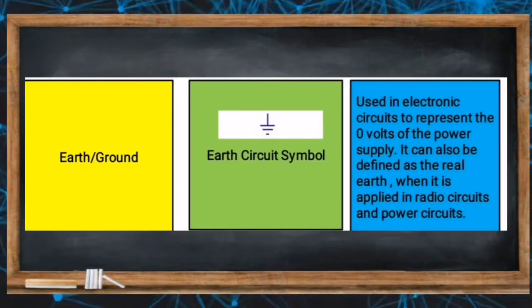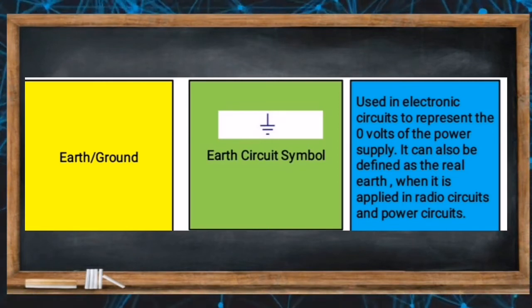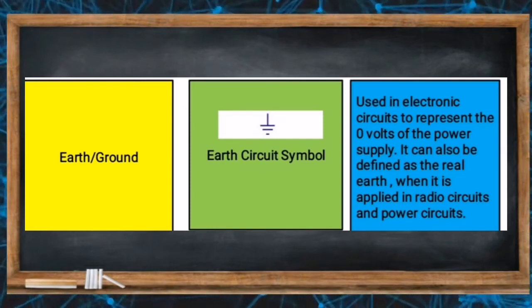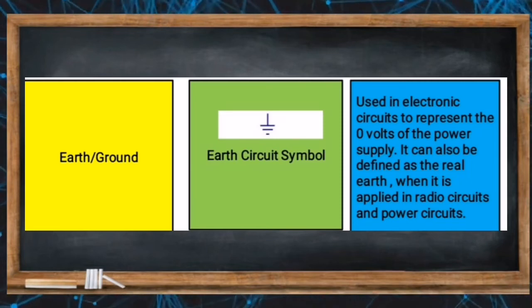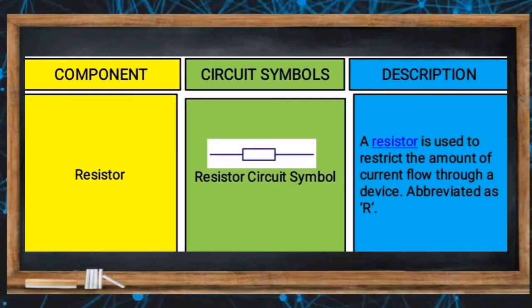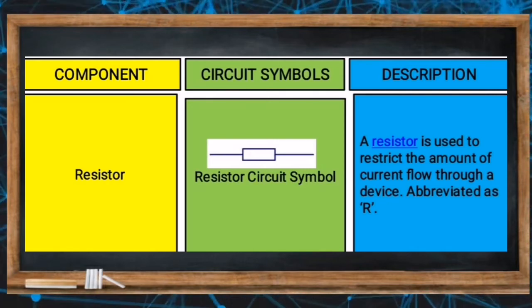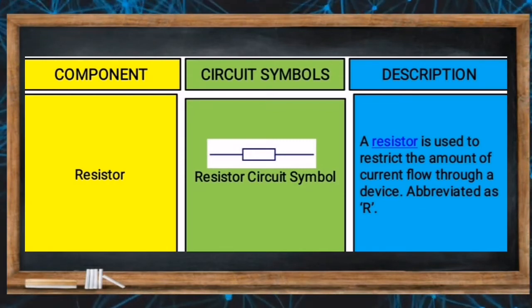Earth or ground. Earth circuit symbol. It is used in electronic circuits to represent the 0 volts of the power supply. It can also be defined as the real earth when it is applied in radio circuits and power circuits. Resistor. Resistor circuit symbol. A resistor is used to restrict the amount of current flow through a device. It is abbreviated as letter R.